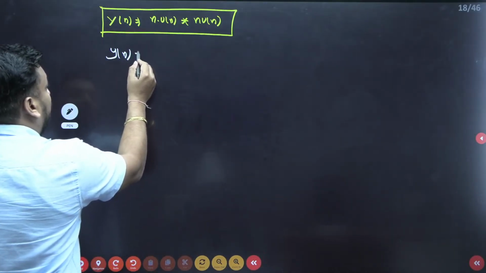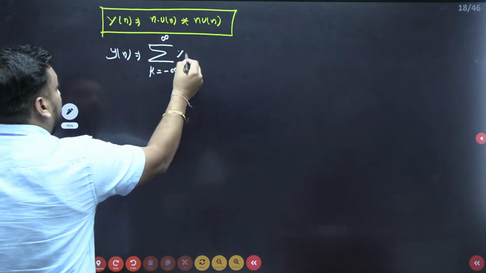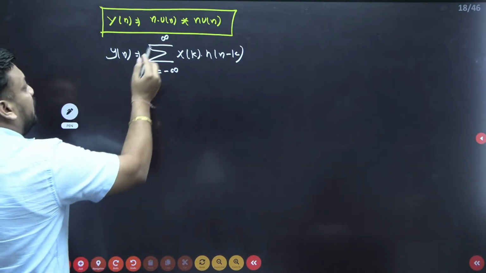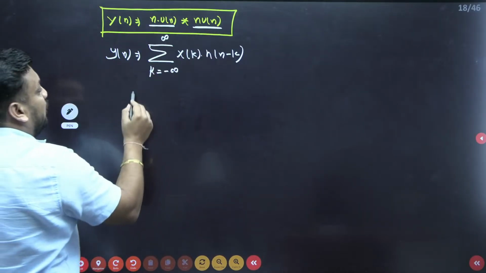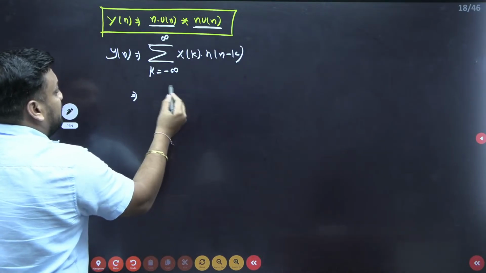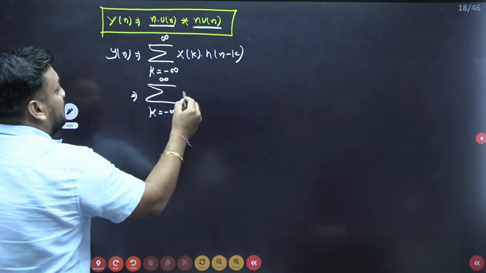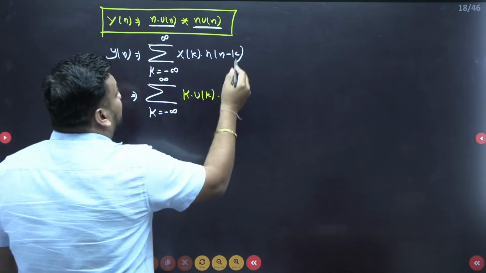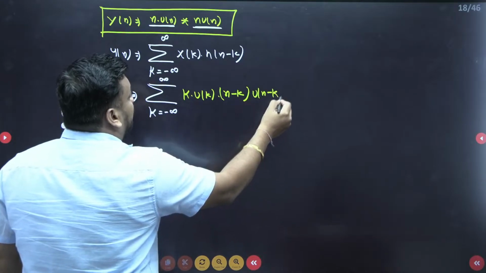So the formula of convolution is nothing but sigma of k tends to minus infinity to infinity x of k dot h of n minus k. Here this one is working as x of k and it is working as h of n. So sigma is as it is, with limit k tends to minus infinity to infinity. x of k means you should write k into u of k, and here n minus k, so you should write n minus k into u of n minus k.